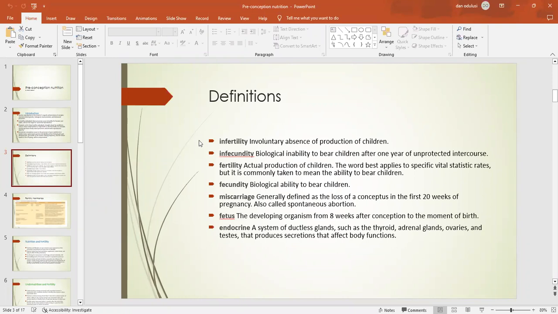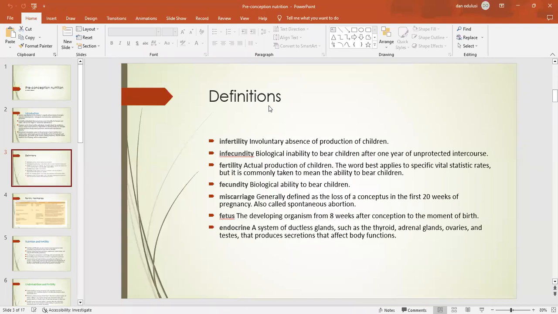Infertility, for purposes of this course unit, will be defined as involuntary absence of production of children. It means the absence of production of children is not by choice, but has occurred without the control of the individuals involved. Then infecundity is the biological inability to bear children after 1 year of unprotected intercourse. The opposite is fecundity, which is the biological ability to bear children.